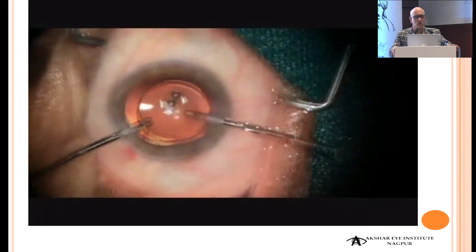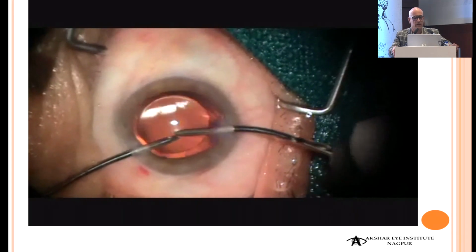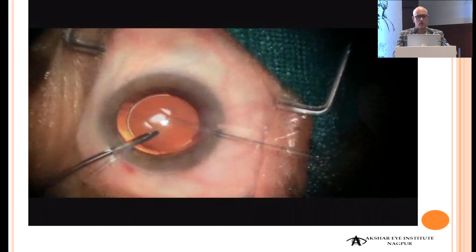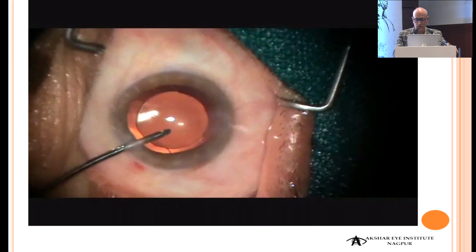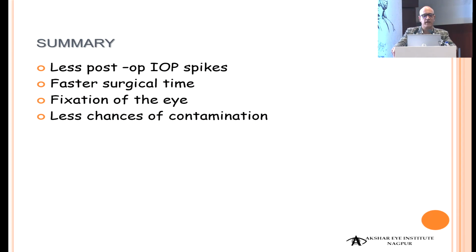Now what you need to do is just remove whatever debris you can, because here there's no viscoelastic, nothing more to be removed. You can just hydrate the two side ports and the main incision if you wish to, and the surgery is completed. So to summarize, there are fewer post-op intraocular pressure spikes, surgical time is fast, and fixation of the eye to me is the biggest advantage. At least you eliminate one area which is going to cause some contamination.